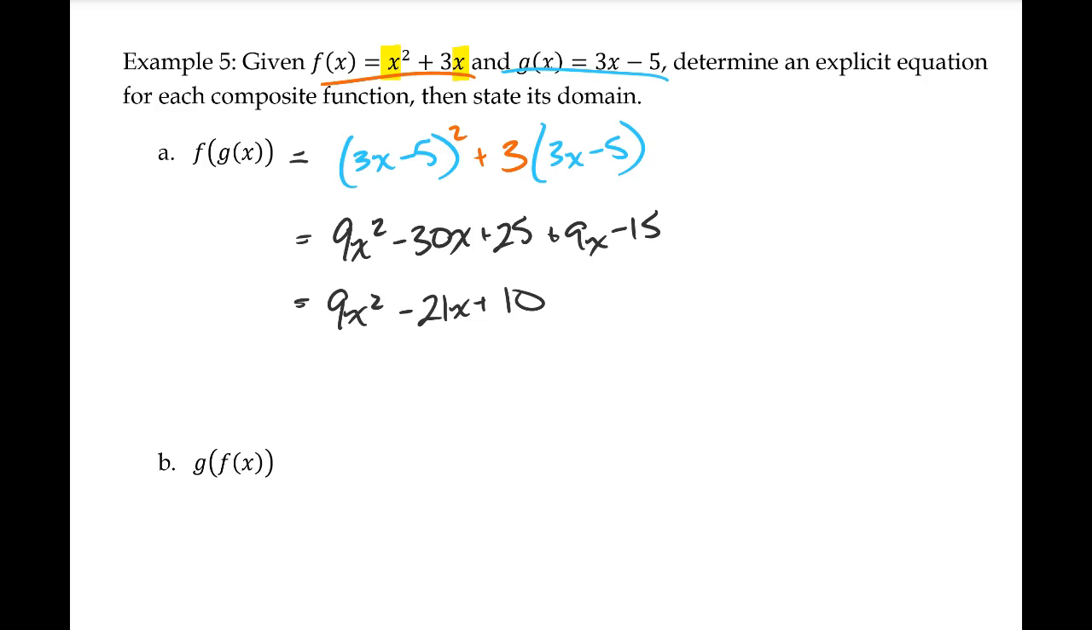So that's great. It leaves us with a little bit of a picture of what is going on here. And from here, we can actually state its domain. So this is a quadratic equation. And so we would expect the domain to be negative infinity to positive infinity.